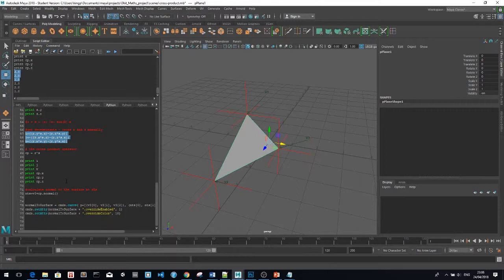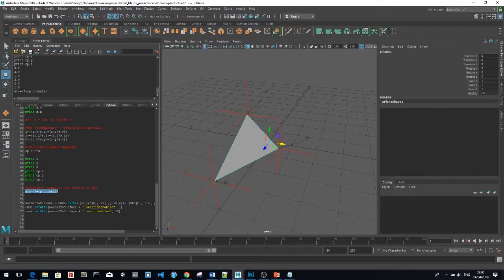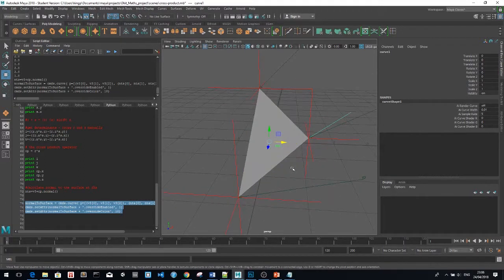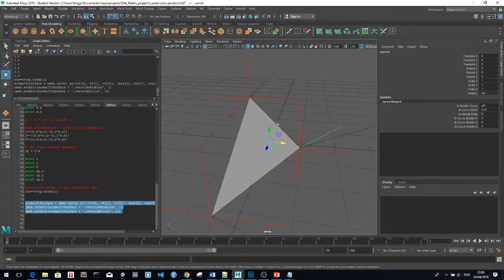Okay, to calculate the normal to a surface, we have to get the normal of the cross product and add it to the point at which we want the normal to the surface. So if we run this on this, we should get a line here that's at right angles to both R and S.